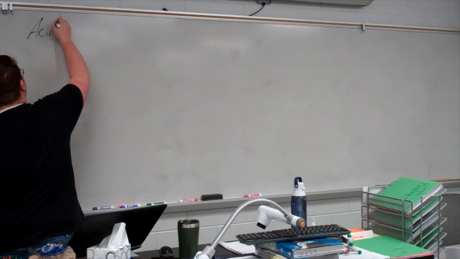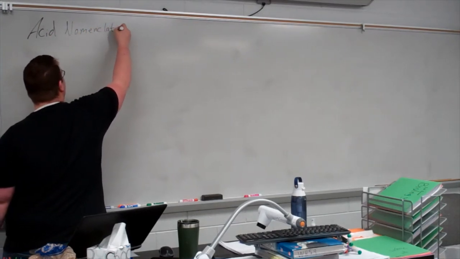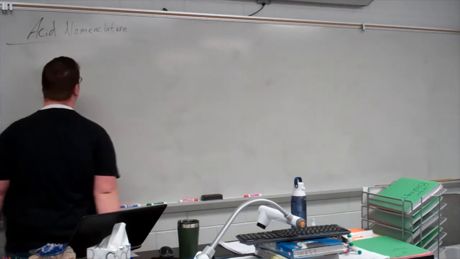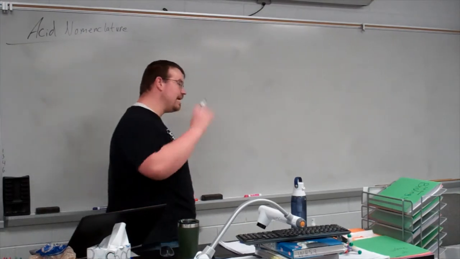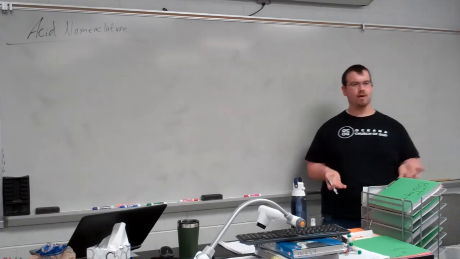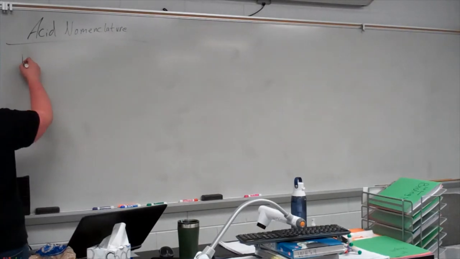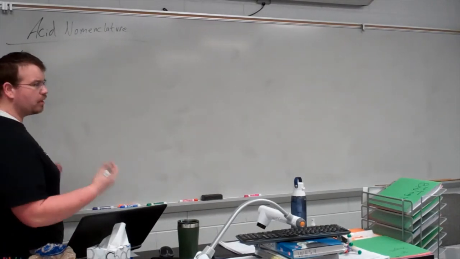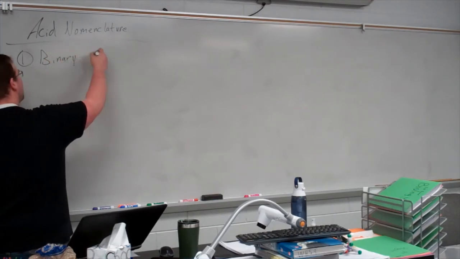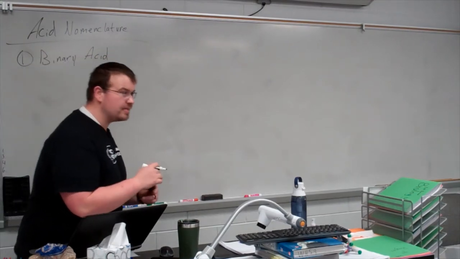So in this, we are going to talk about acid nomenclature. The acid like in your stomach. Within this, you're going to see two different types. This is why we wait on this one last, and these are the last two rules. The first one is one that you have heard of before, what we call a binary acid. Remember what binary stands for? Two. So it's two elements together.